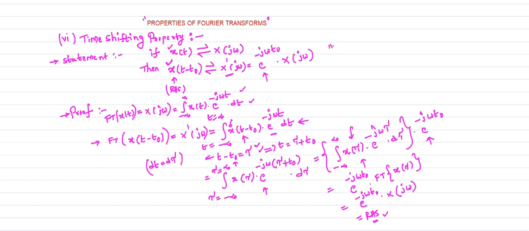Similarly, if you perform the left hand side shifting operation, that is t plus t naught. Previously we performed the right hand side shifting operation, so that is t minus t naught. T minus t naught is nothing but the right hand side shifting operation or the delay operation. You perform the delay operation on your input signal and find the Fourier transform of this signal. So the Fourier transform of your delayed signal is multiplied by a factor of e power minus j omega t naught with X of j omega.